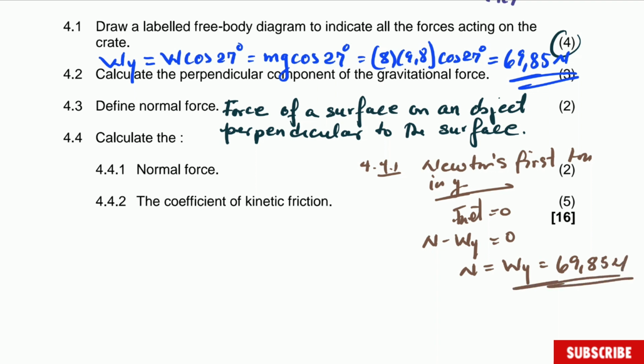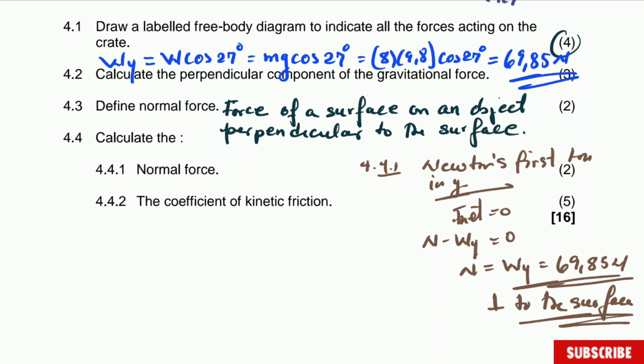Now they say calculate the normal force. Normal force is a vector quantity, so it should be perpendicular to the surface, because there should be direction. It is perpendicular to the surface. Okay, so this is question 4.4.1.